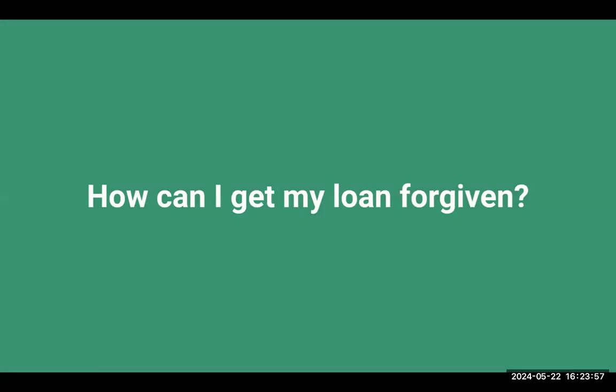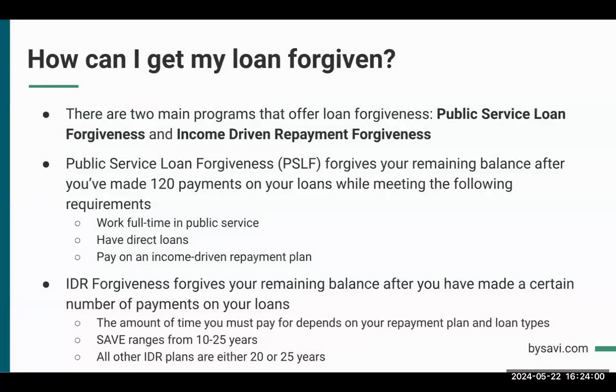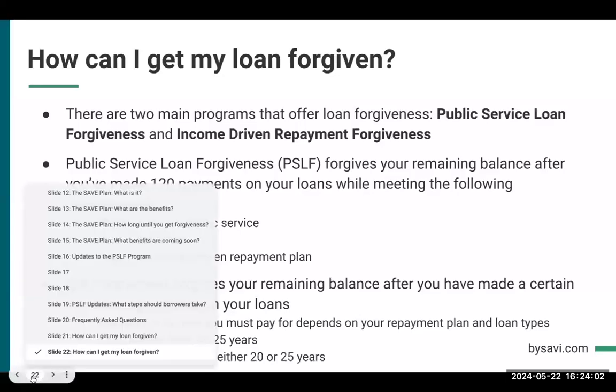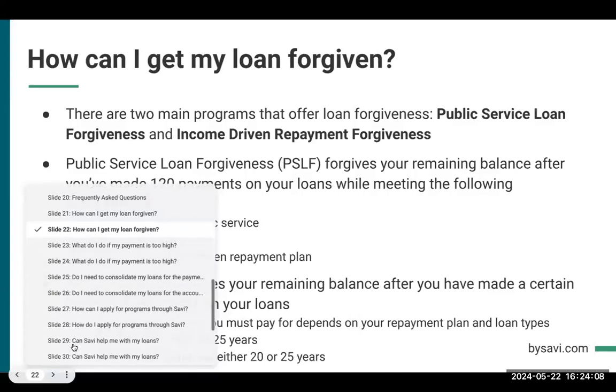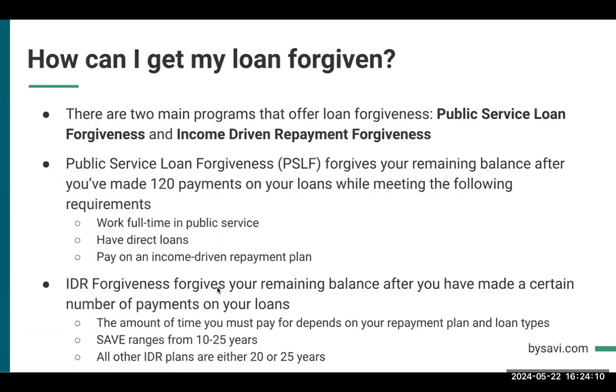So first, how can I get my loan forgiven? There are two main programs that can benefit you and provide loan forgiveness. These are public service loan forgiveness and income-driven repayment plans. For public service loan forgiveness, this program forgives your remaining balance after you have worked in public service and made payments for a 10-year period. Specifically, you need to work in public service, have direct loans, and pay on an income-driven plan. Once you've made 120 payments that meet those requirements, your entire remaining balance is forgiven.